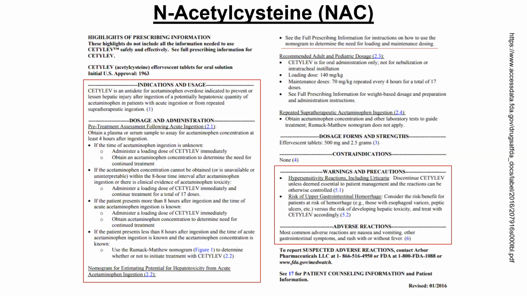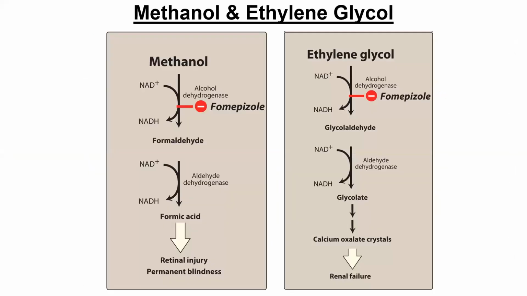Because if it's already late and the concentration has dropped, then there's no point in using that drug. So those are the things you have to take into consideration for treating acetaminophen overdose. It talks about the dose here, and also in a different age group. The other one we're going to talk about is methanol and ethylene glycol toxicity. In the next slide, we'll see what the sources of methanol and ethylene glycol are.